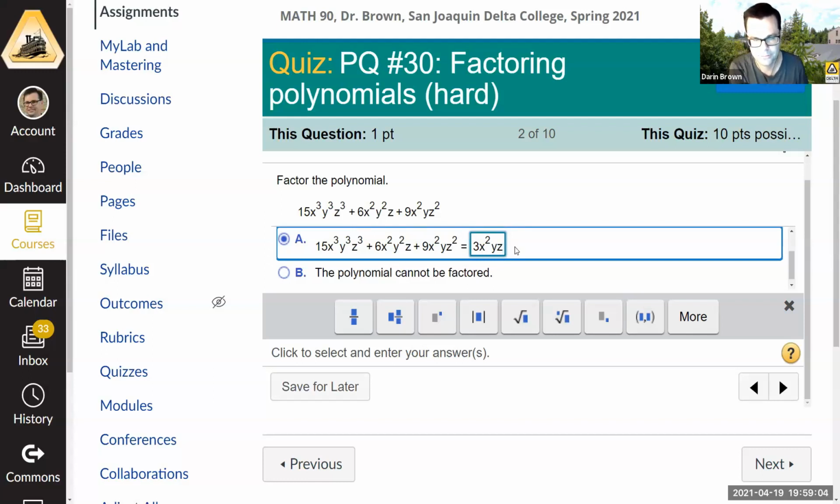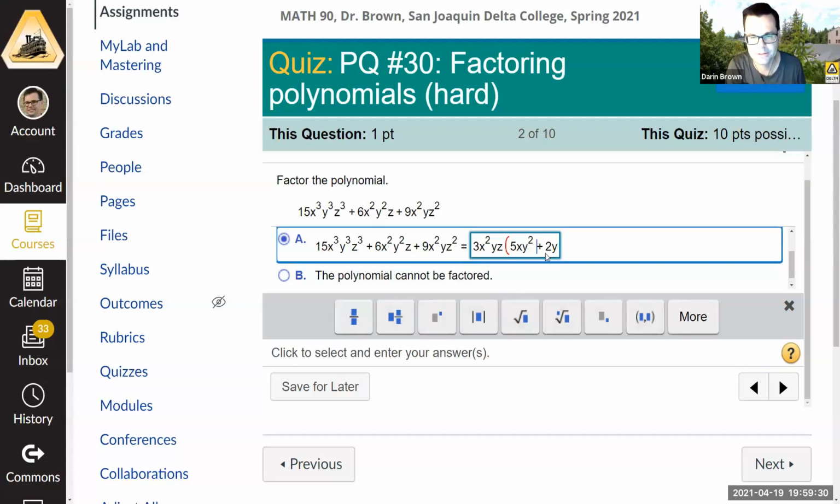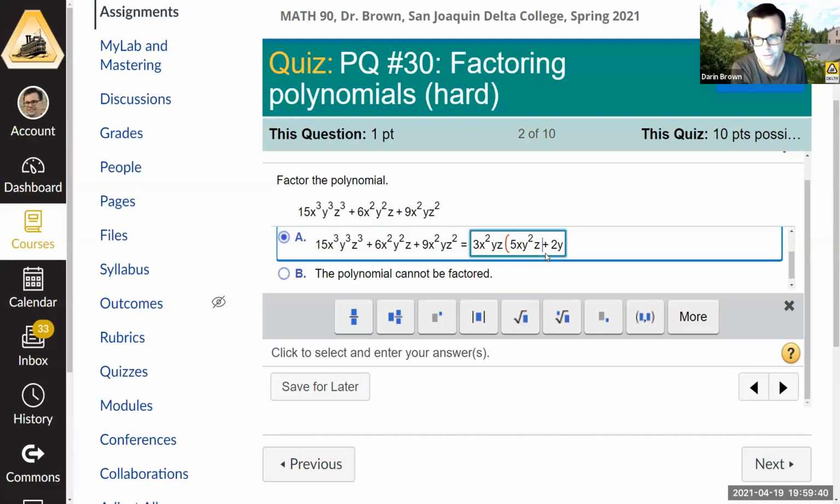Now what's left over? From the first term, I've got a 5. I'm missing x, y squared, just xy squared. From the second one, I'm missing 2. What else do I need? I need a y, and I've already got a z, so I don't need that. Actually, from the first one here, take this back. Eyes can glaze over with all these x's, y's, and z's. Let's see, 15, x cubed, y cubed, z cubed. I need another z squared here.